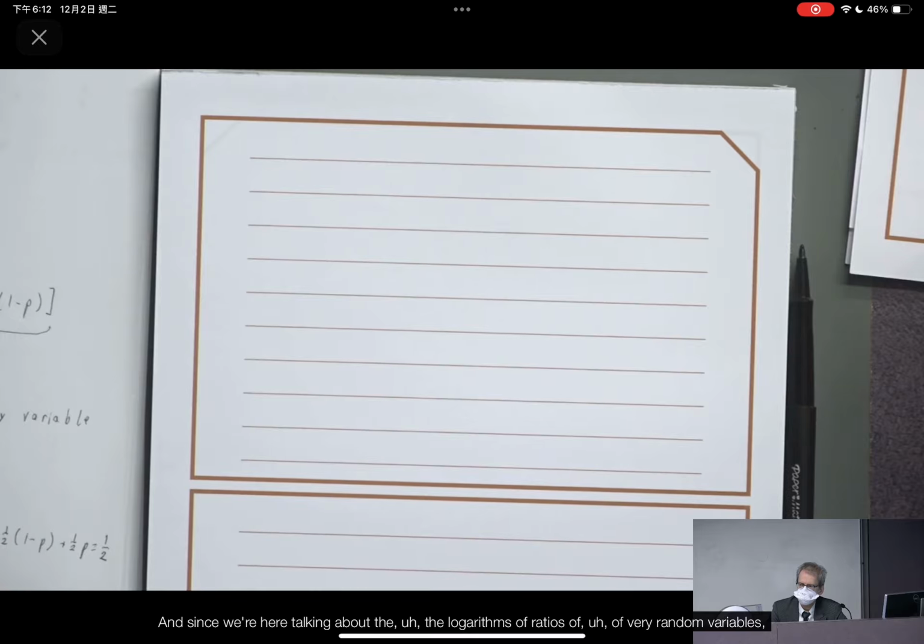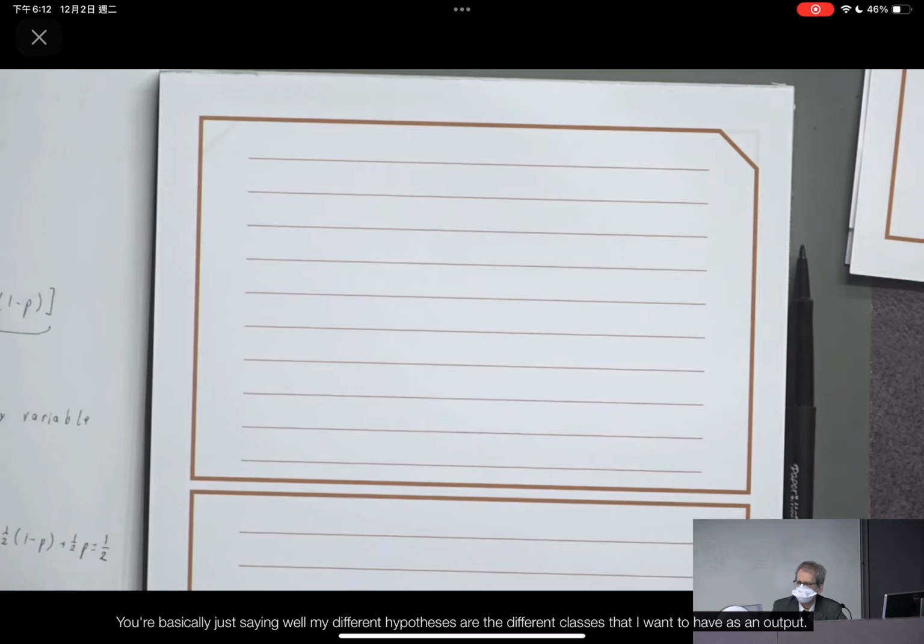And since we're talking here about the logarithms of ratios of random variables, you can also immediately see the connection to the log likelihood function that we were discussing one or two lectures ago in the context of the hypothesis tests. And of course, you can consider a classification problem in machine learning, again, as a hypothesis test. You're basically just saying, well, my different hypotheses are the different classes that I want to have as an output.